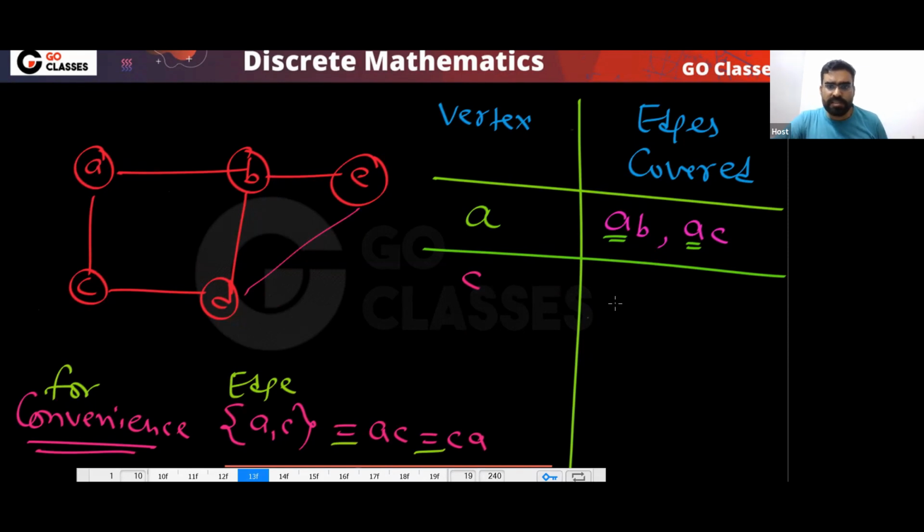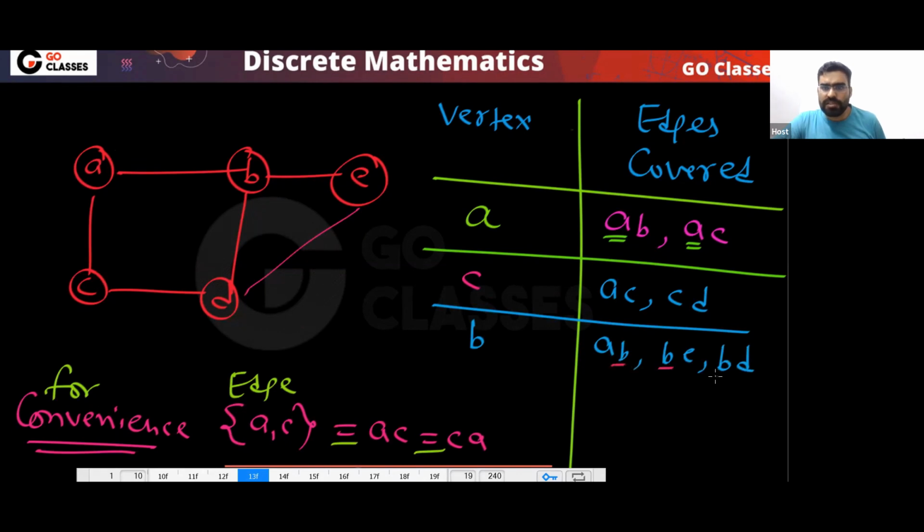So this C, which edges will it cover? AC comma CD. These edges will be covered by C. Which edges will be covered by B? B will cover the AB edge, the BE edge, and the BD edge. You can notice these edges are covered, and you can notice C will cover these edges. So like this you can say.